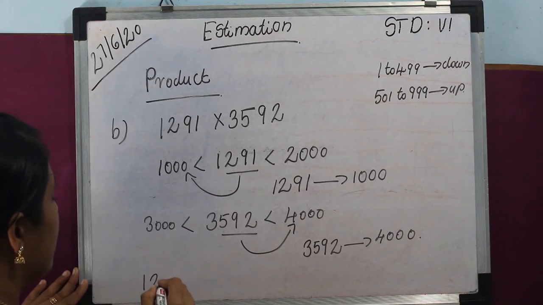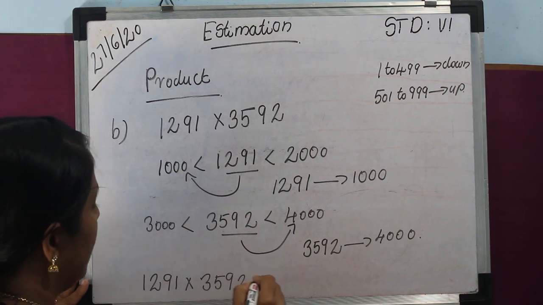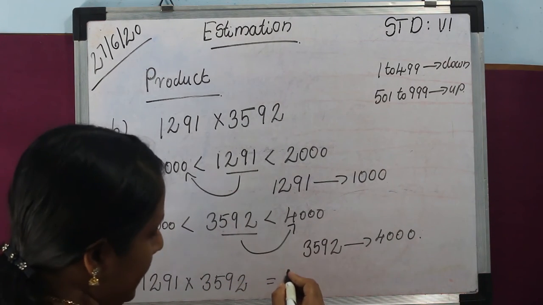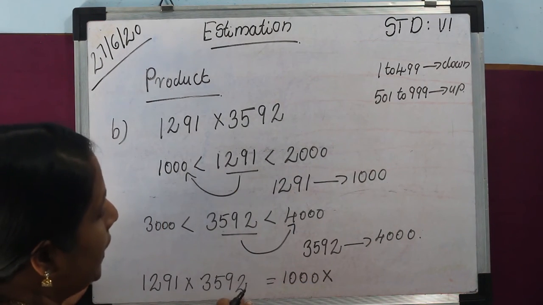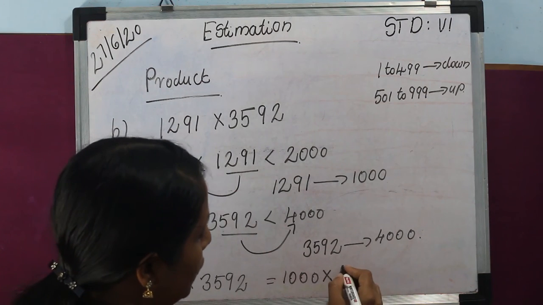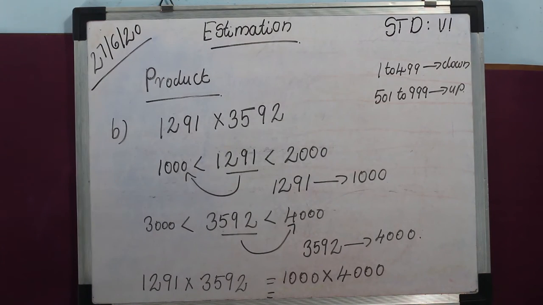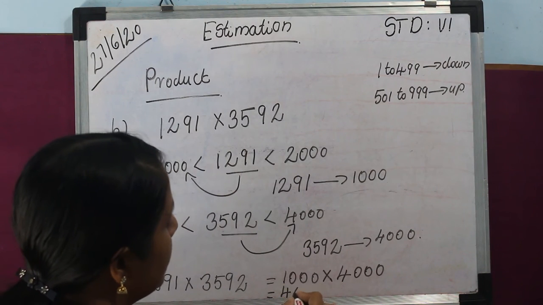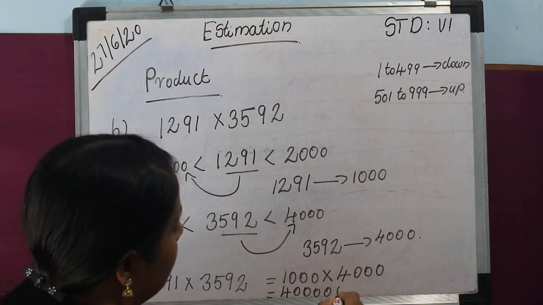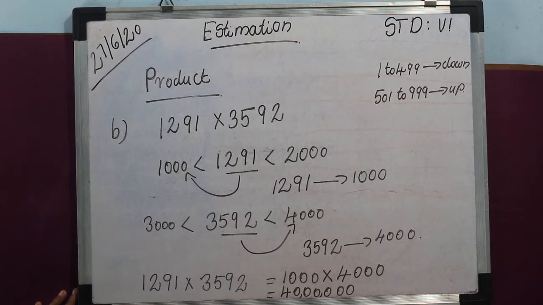So write our question 1291 multiplied by 3592. In the place of 1291 we get the number 1000. 1000 multiplied by, in the place of 3592, now we get the number 4000. So we take the numbers only, that is 1 4s are 4. Then put all the zeros. Then we get the answer 40 lakh.